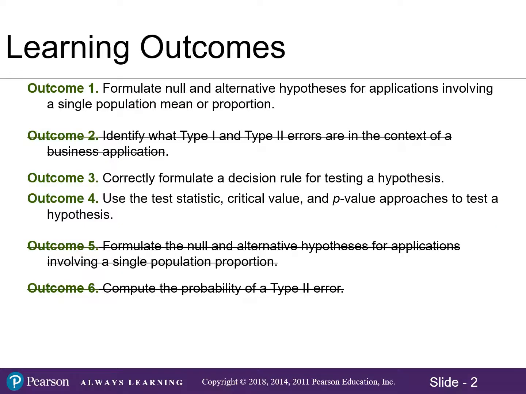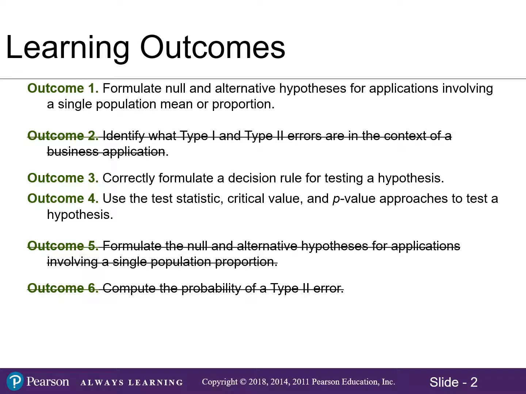Okay, so you notice that I've crossed out a bunch of outcomes because there's a bunch of stuff in this chapter that we do not traditionally do in Stats 1. Outcome number 2 and number 6 are about types of errors, and those types of errors are stuff that we do in Stat 2, not in Stat 1, so you can just skip those sections when you see them if you read the textbook. And then you'll notice in particular outcome number 5 and outcome number 1 say the same thing. Not really sure why that happened.